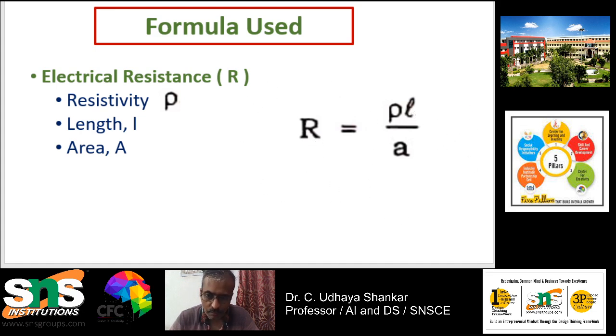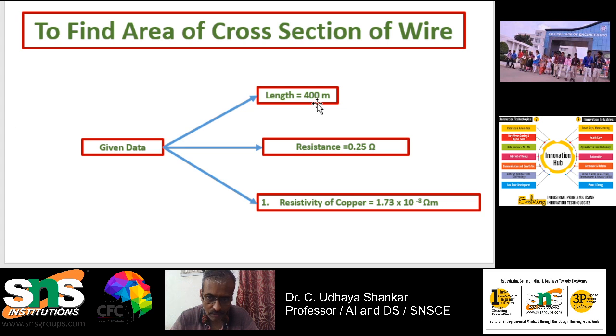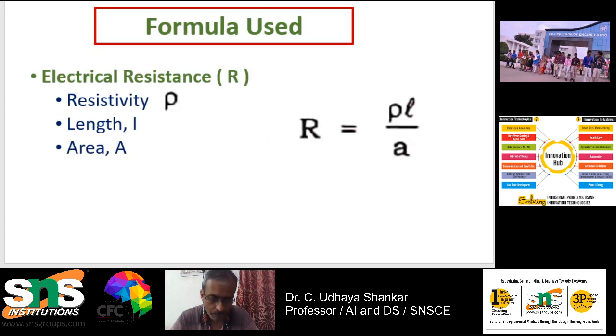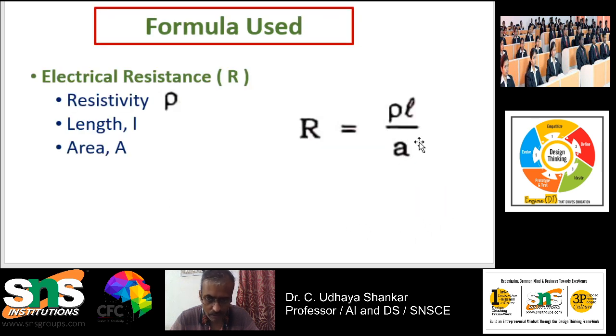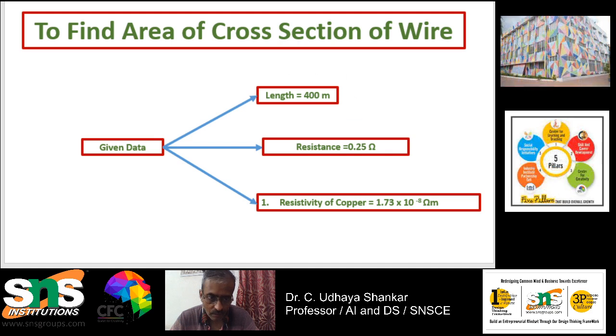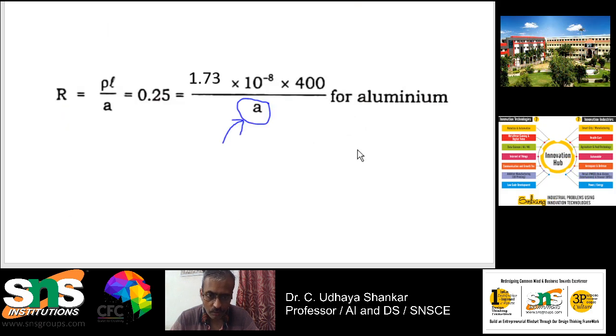In this formula you can substitute the known values. R is given as 0.25 ohms, and rho is found from the data sheet, that is 1.73 into 10 power minus 8. L is given, the length of the wire is 400 meters. You can substitute that also. The only unknown value is A. Now after substitution, your formula looks something like this.